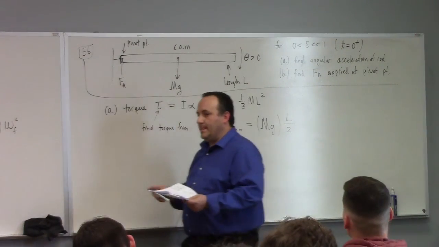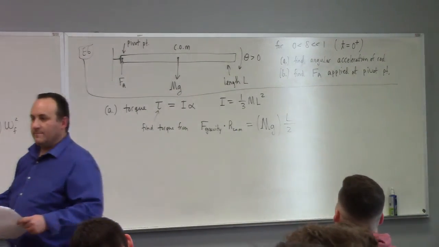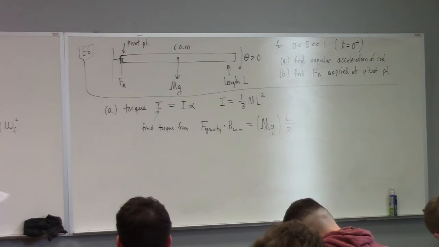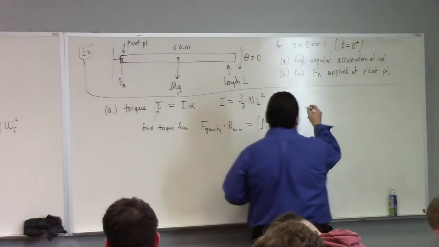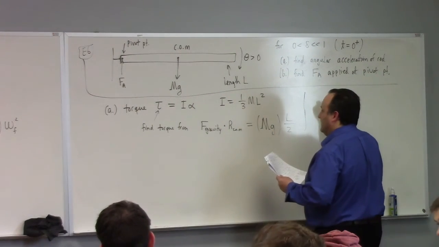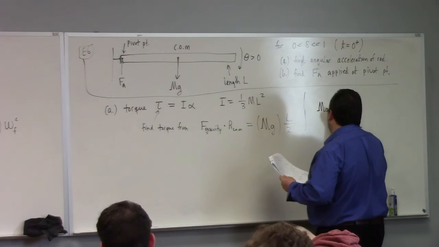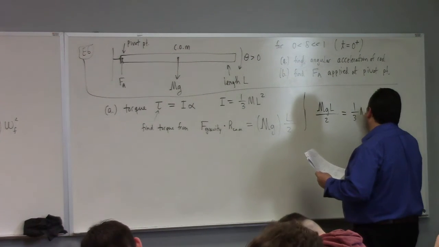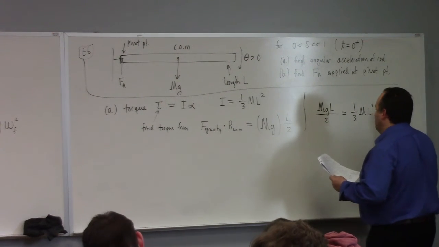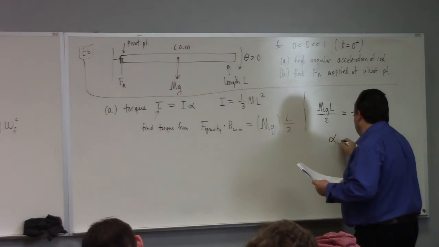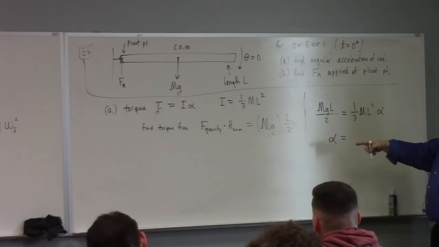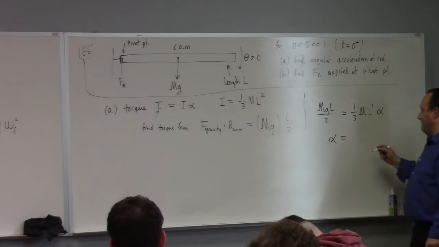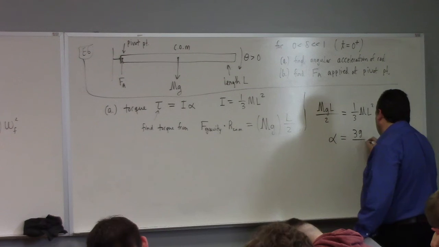All right? And then, this gives us that mg L/2 is equal to I alpha, but that is 1/3 mL squared times alpha. So what's alpha? Alpha is equal to, cancel the m's, 3g over L.